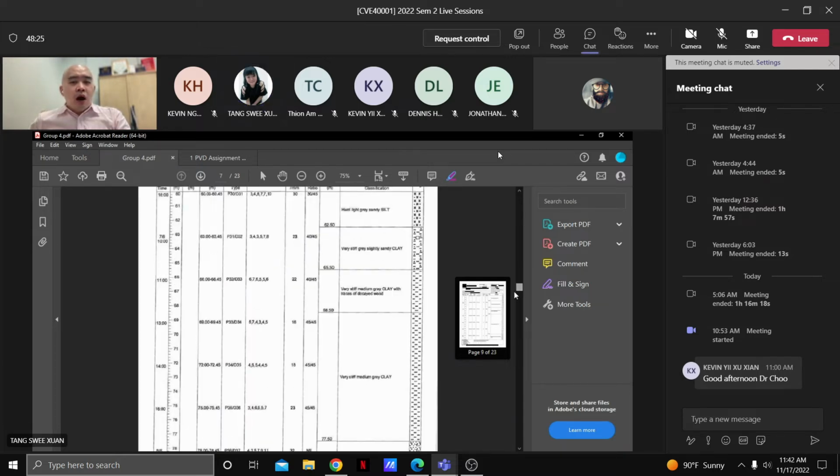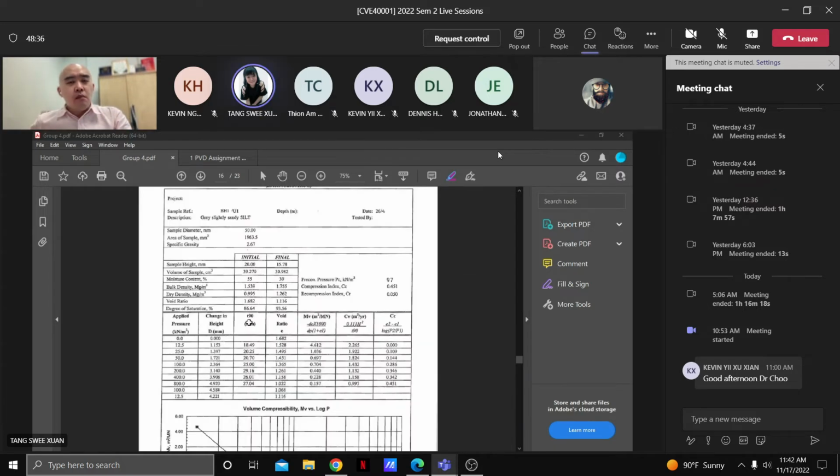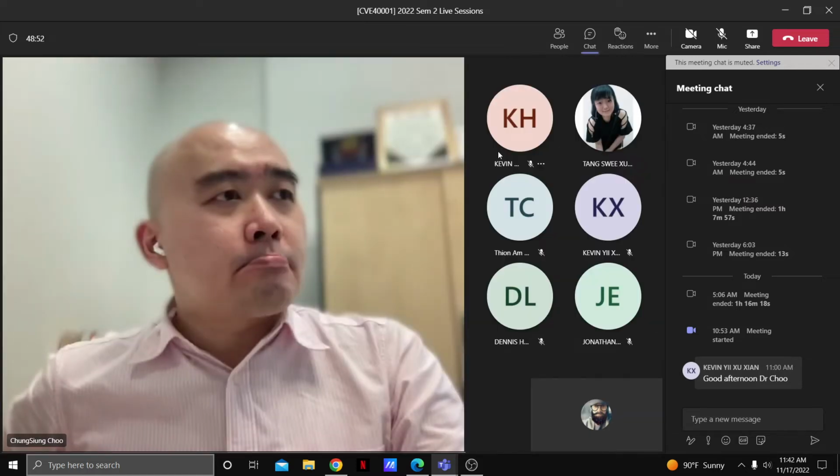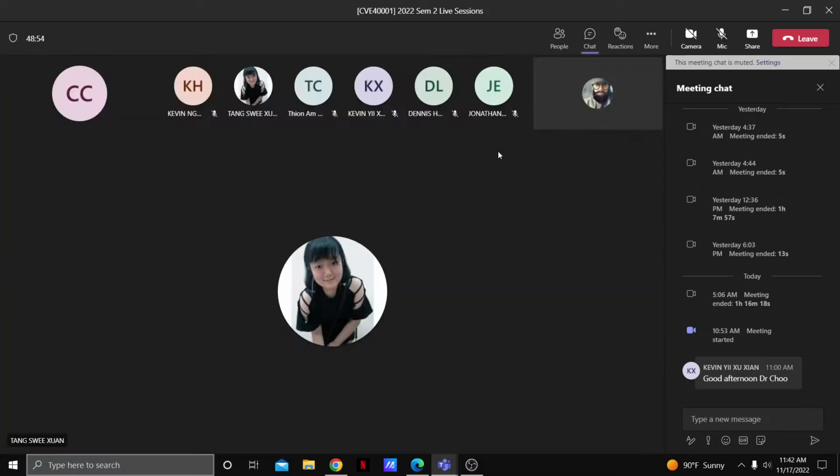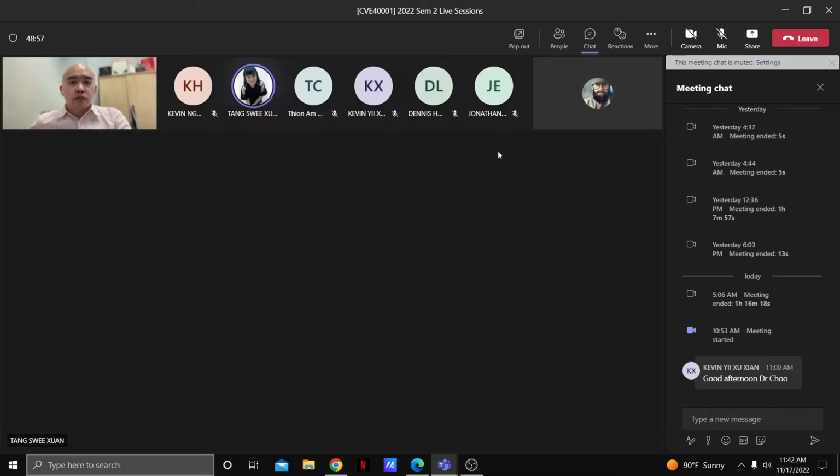Okay, the last one is about the question that we asked yesterday about the moisture content only for U1 and U2. The graph that I plotted looks like this. I think you've got to reshare your screen because I only see your Adobe Acrobat Reader. So the graph that I plotted looks like this. Is it correct?